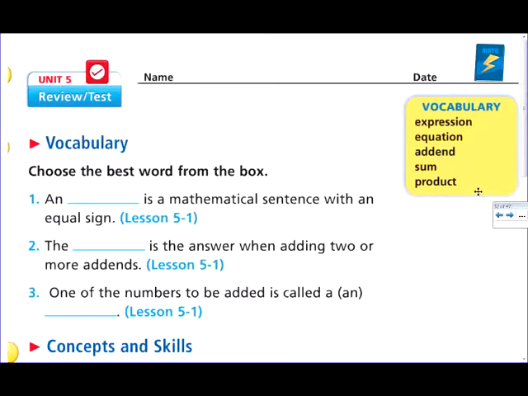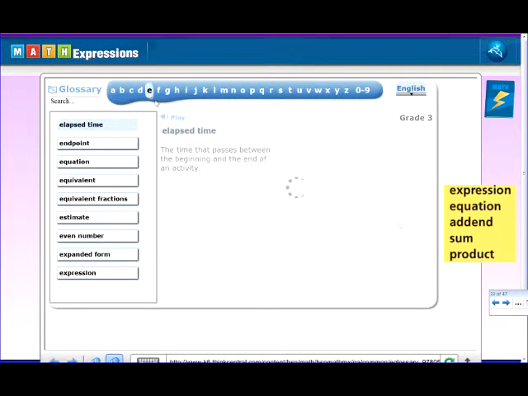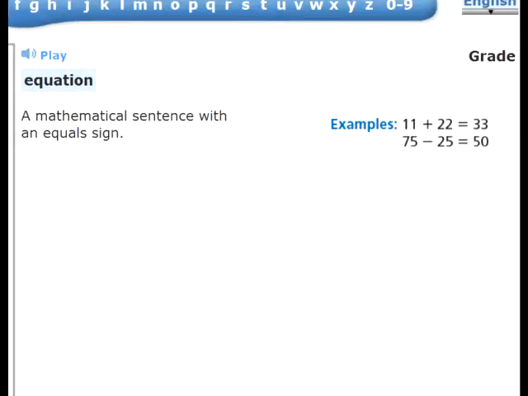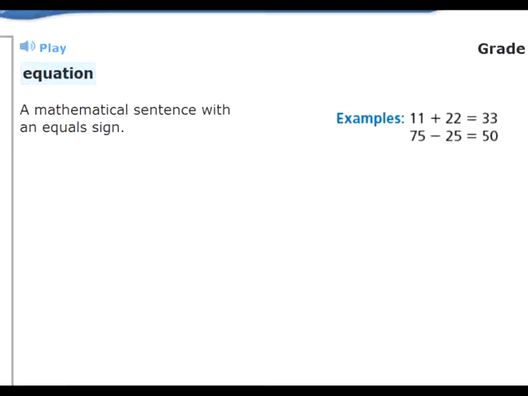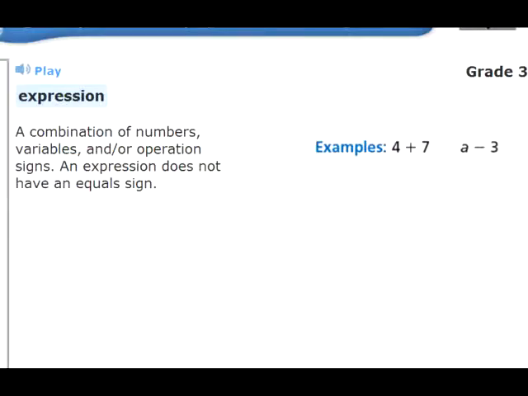Well, let's look at vocabulary first, because if we look at our 3 questions here, we have more than 3 vocabulary words. Let's look at expression and equation and try to understand what the 2 of those mean. If we look at an equation first of all, we know that an equation is a mathematical sentence with an equal sign. So what is an expression? An expression is a combination of numbers, but it does not have an equal sign. That's the main difference: an expression doesn't have an equal sign.